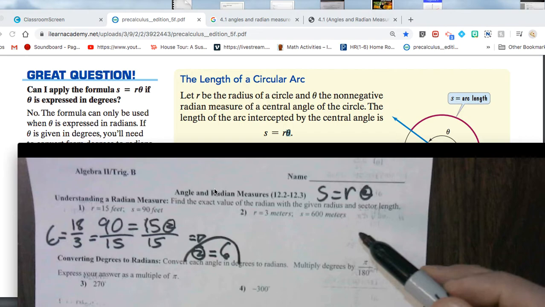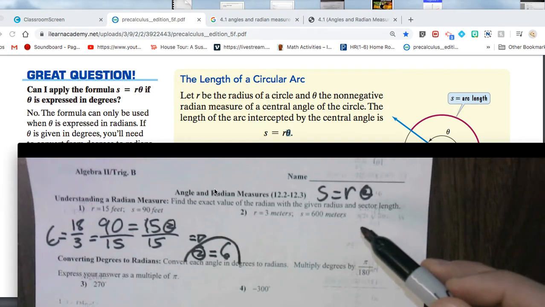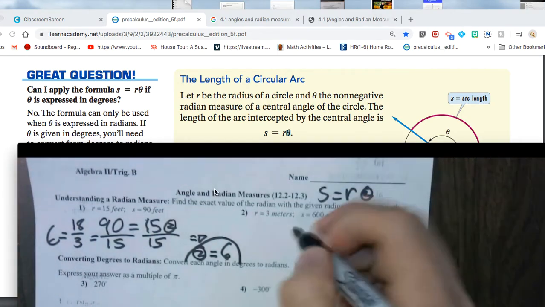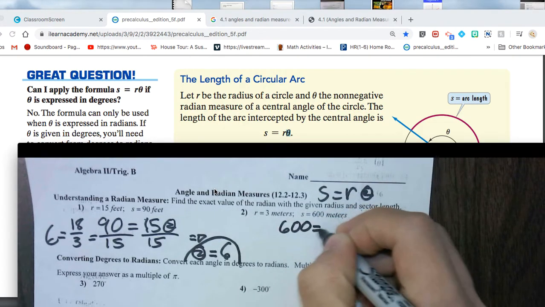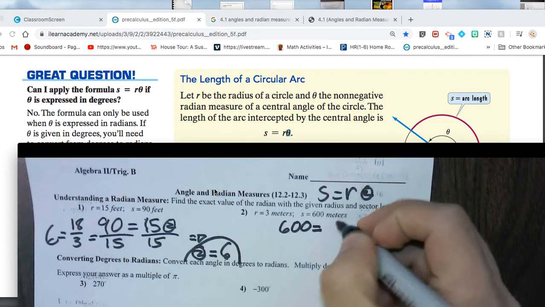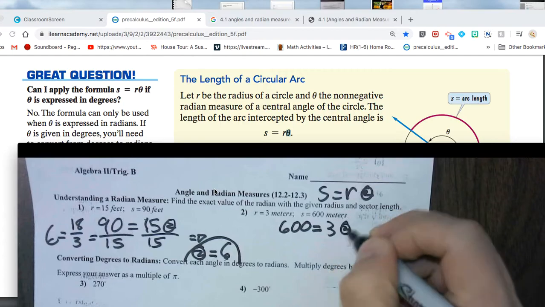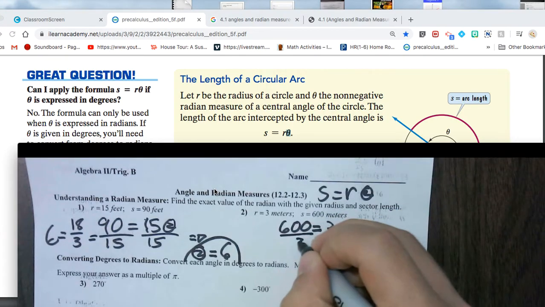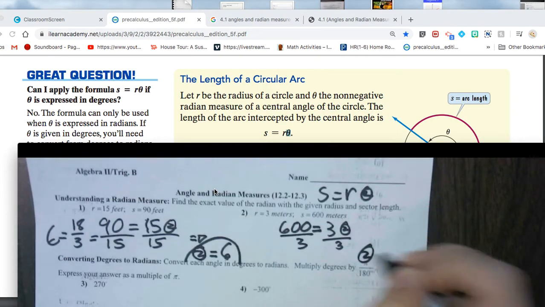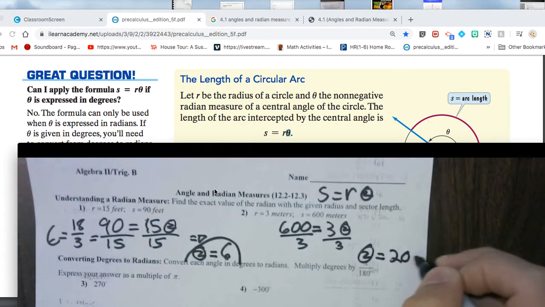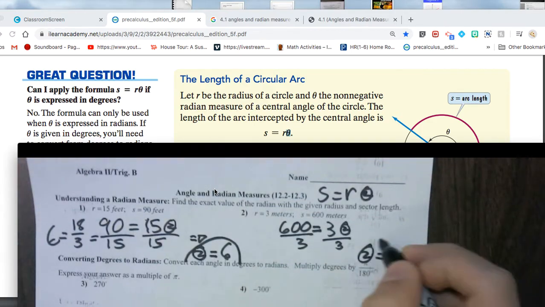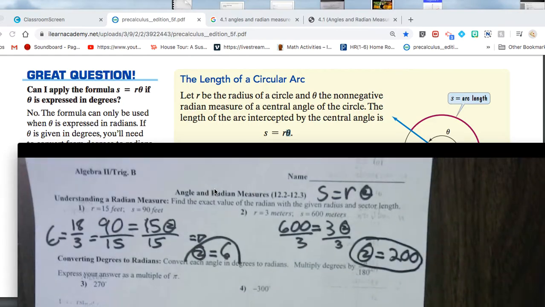It's the same kind of idea. We have 600 equals 3 meters, so 3 times theta. Divide both sides by 3. This is claiming that our radian measure is 200. Sorry, just the radian measure is 200.